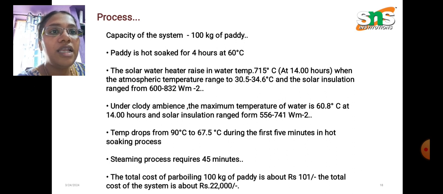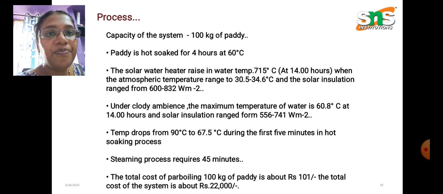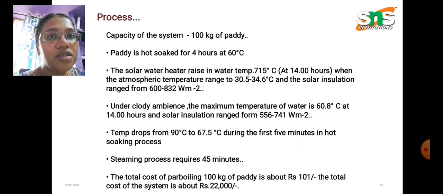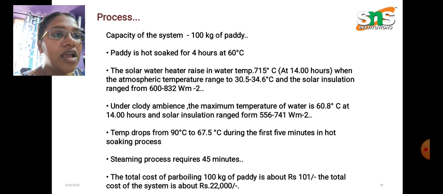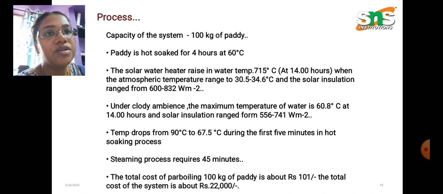The solar water heater raises the water temperature when the atmospheric temperature ranges from 30.5 to 34.6 degrees and the solar insolation ranges from 600 to 832 watts per meter square. The steaming process takes only 45 minutes. The cost of parboiling 100 kg of paddy is only around rupees 101. The total cost of the unit is only around 22,000.